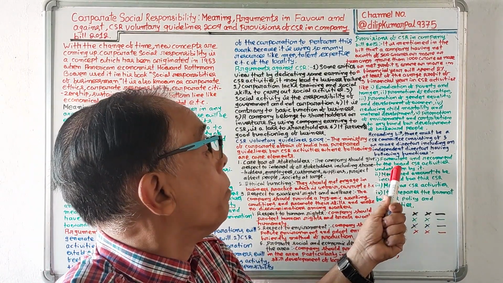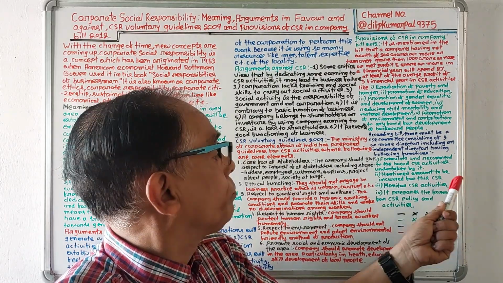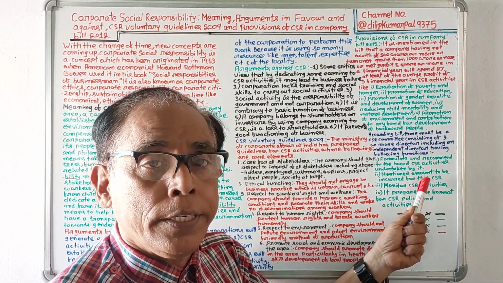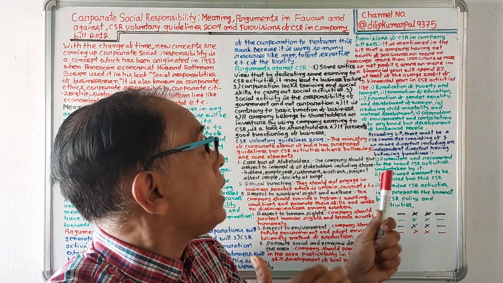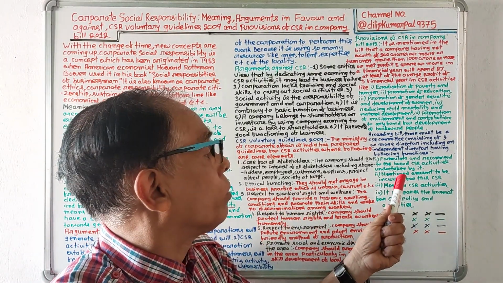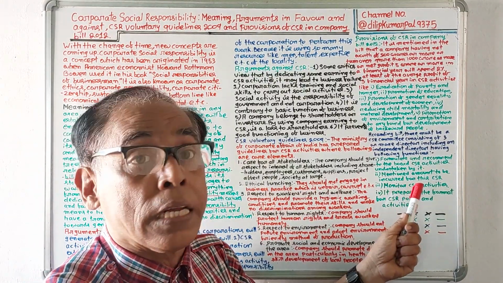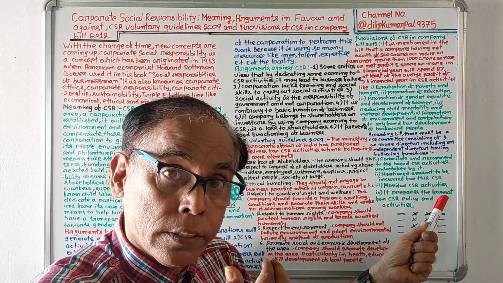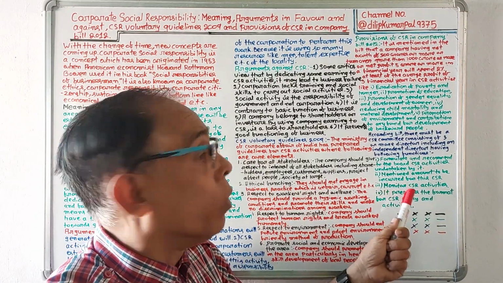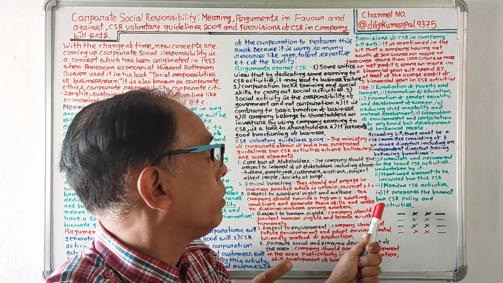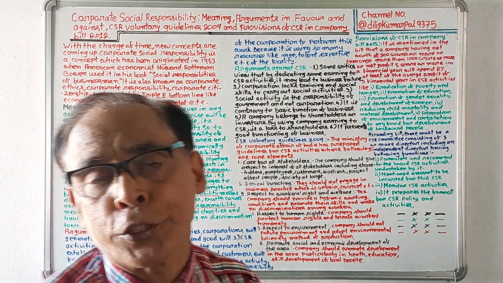Number 1, formulate and recommend to the board the CSR activities to be undertaken. Number 2, mention the amount to be incurred for this CSR activity. Number 3, monitor CSR activity. Number 4, prepare the format for CSR policy and activities.